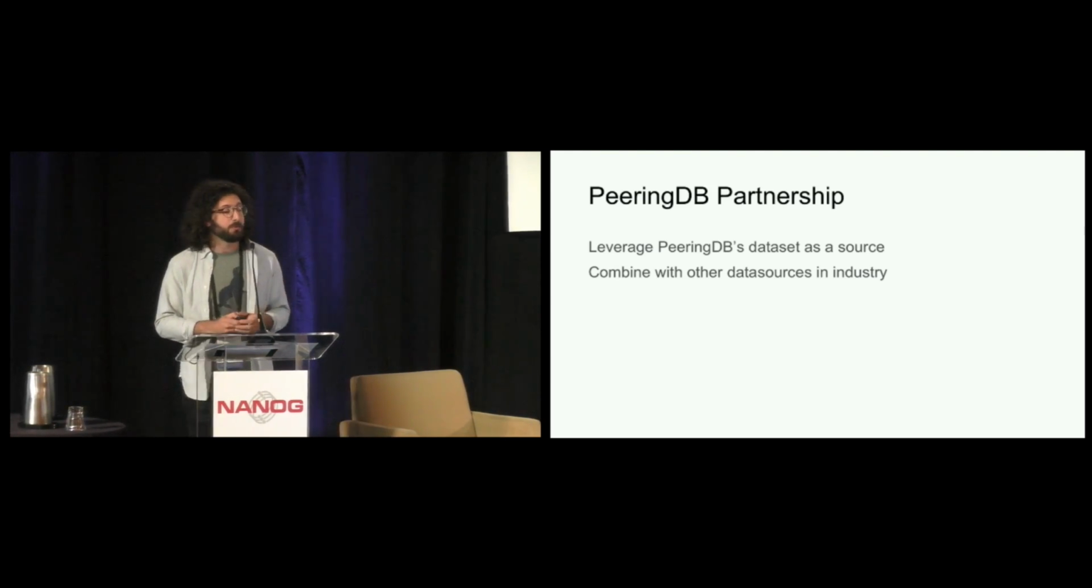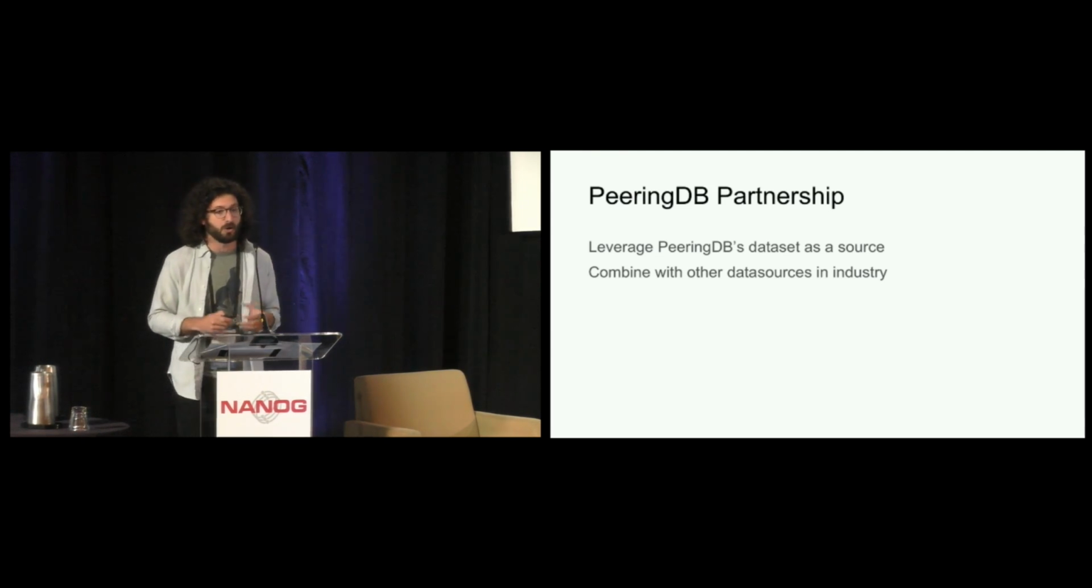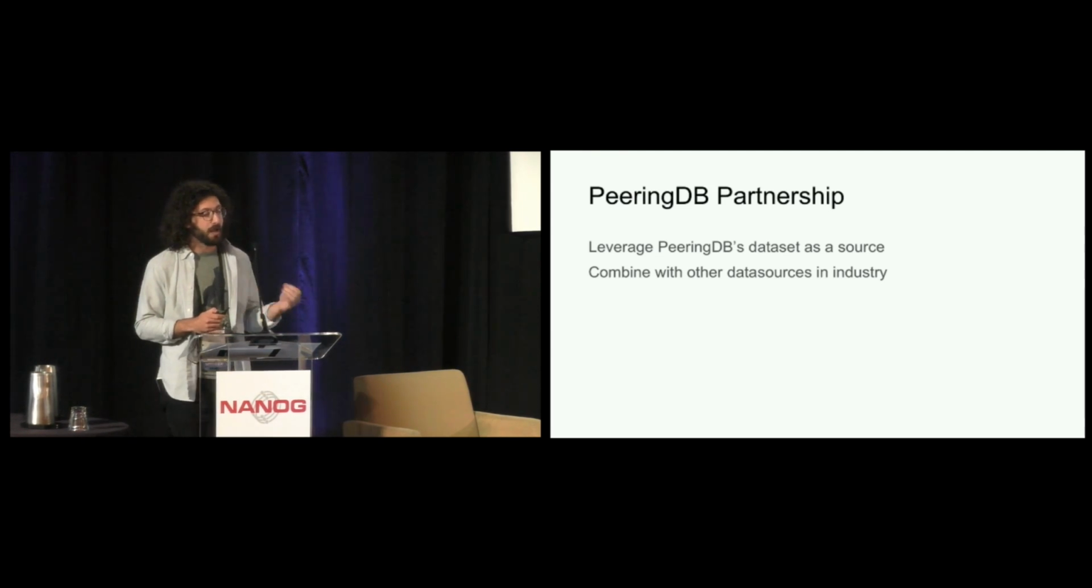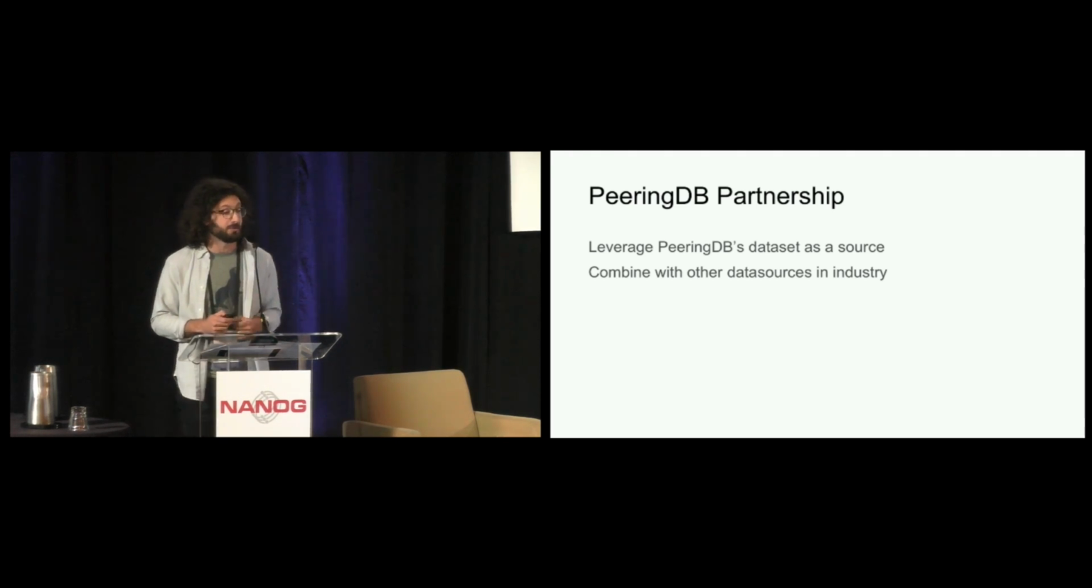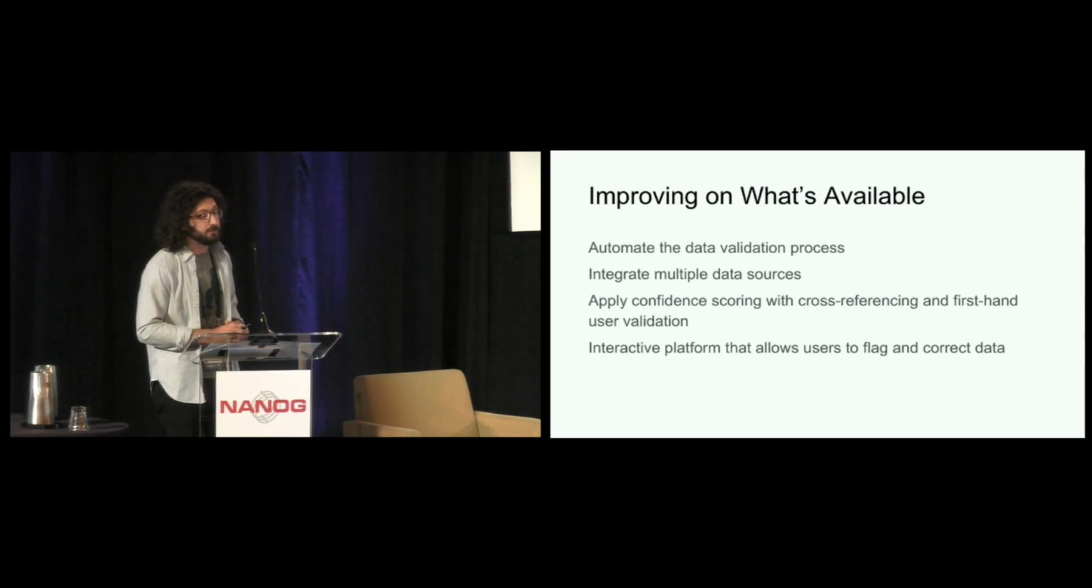So we're partnering with PeeringDB. We're leveraging PeeringDB just as one data source contributing to our colocation database. We're combining it with other data sources in the industry, including data sources coming directly from service providers. And so we're improving what's available. The idea is to help automate the data validation process.